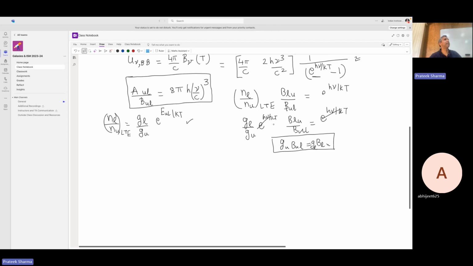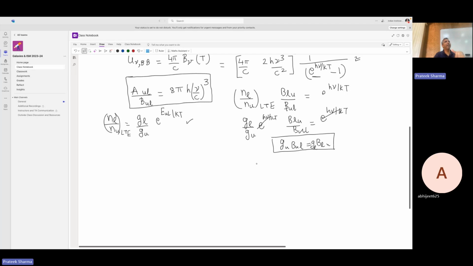Here we are assuming that there is no broadening. The line width is very thin. We are assuming that the transition happens only at a particular frequency nu naught. We'll actually relax that assumption in a bit.